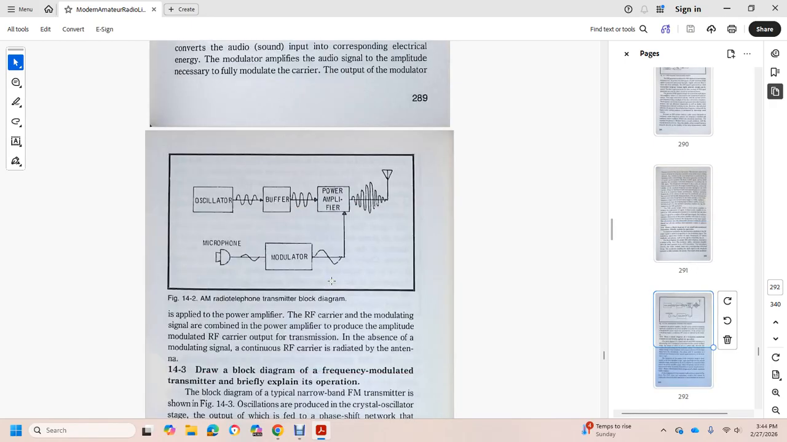The modulator output is applied to the power amplifier with the radio frequency carrier. The modulating signal is combined in the power amplifier, which produces the amplitude modulated radio frequency carrier output for transmission. In the absence of the modulating signal, the radio frequency carrier continues to the antenna.